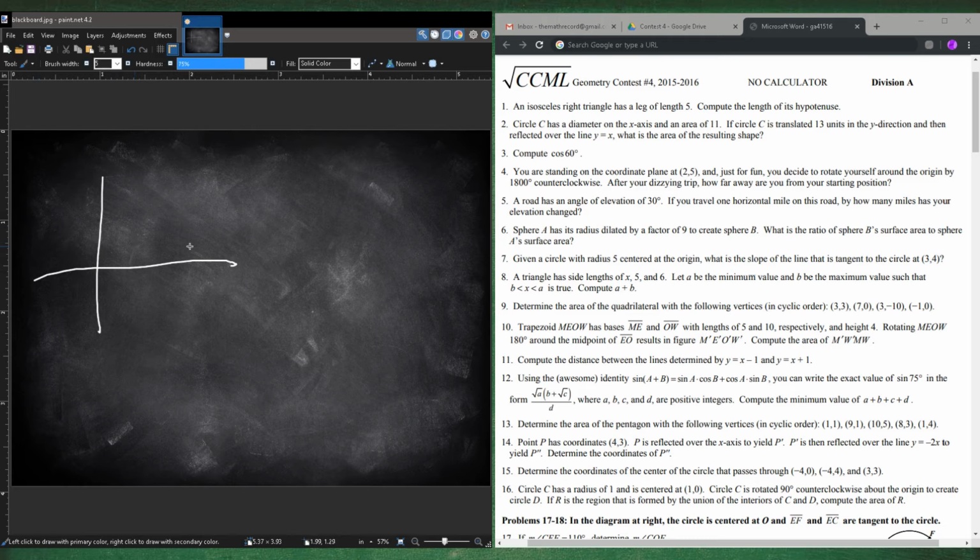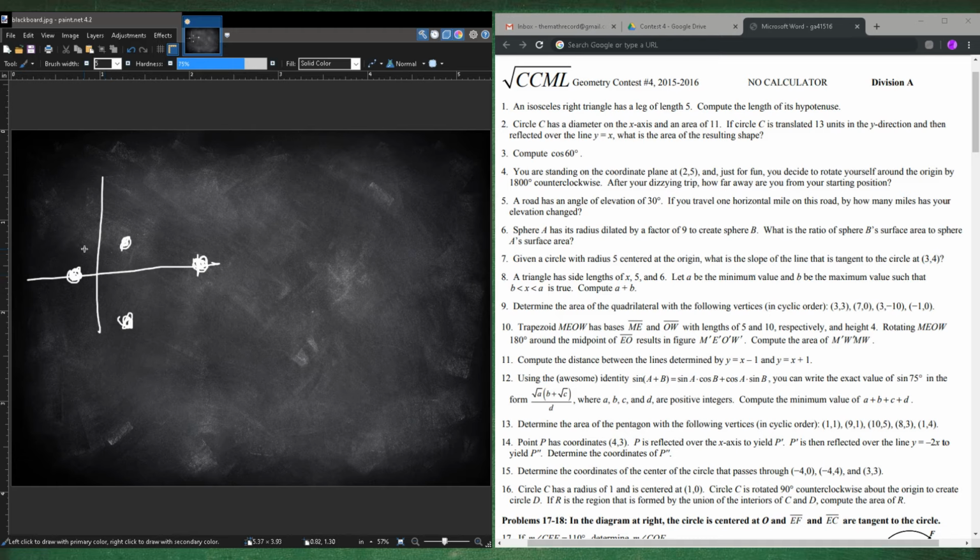So we have 3, 3. Always draw a picture first. Then 7, 0. You don't have to be very precise. You could just do a rough idea, because I just want to get the general picture. And then you have 3, negative 10, and you have negative 1, 0.